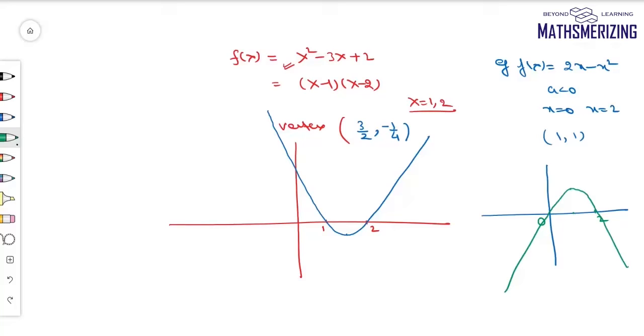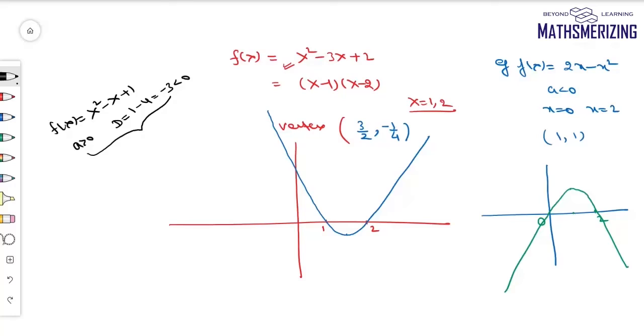So this is the graph of y equals 2x minus x square. Now what about this one? f(x) is x square minus x plus 1. Now in this case, a is greater than 0. But what's the value of D? Value of D is 1 minus 4, which is minus 3. So D is less than 0. So that means it will represent a parabola opening upwards and it will not intersect the x-axis.